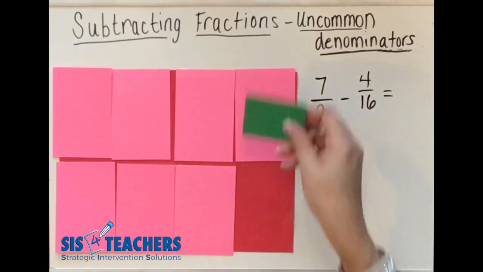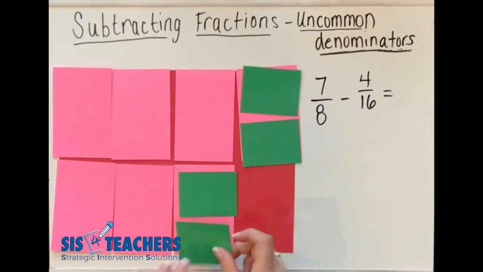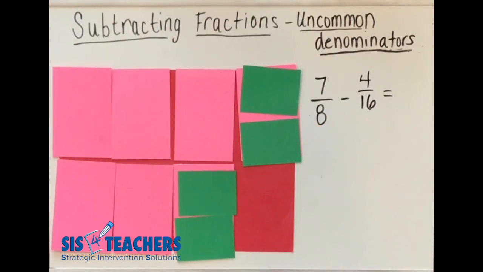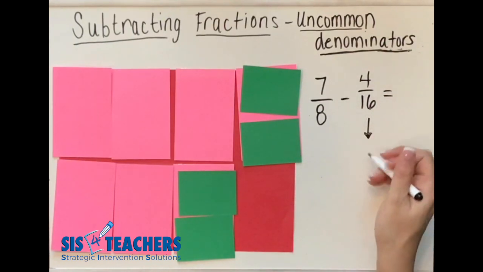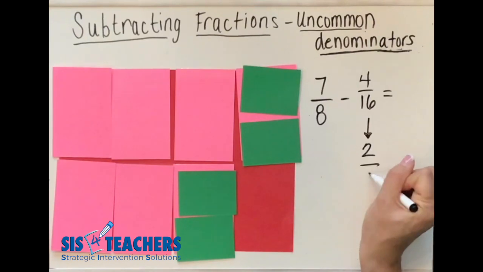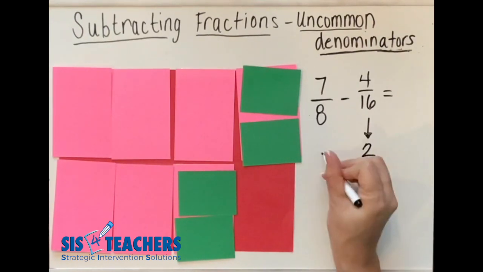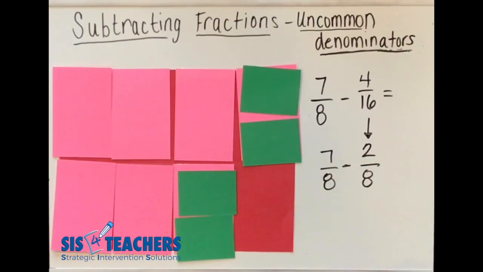Did you notice that our 4/16 actually equals 2/8? So let's say I decide to look at this differently and I want to change my 4/16 to an equivalent fraction, and in this case I know that it's worth 2/8. So is this problem a little bit simpler? Do we have one less step? Maybe. Let's check it out.